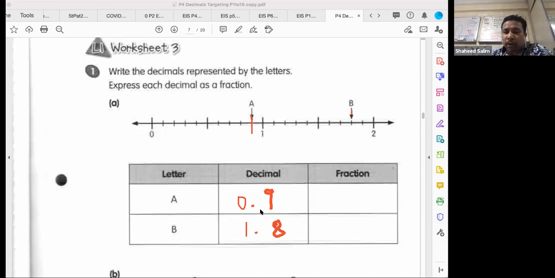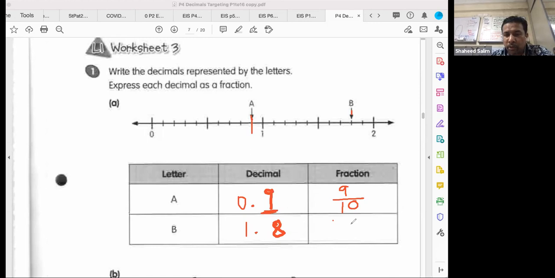Okay, fraction, if you do not know, this one is considered one space after the decimal. So this represents 10. We put 10 on here. Yes, 9 out of 10. Okay, 9 out of 10. And this one, what about this one?